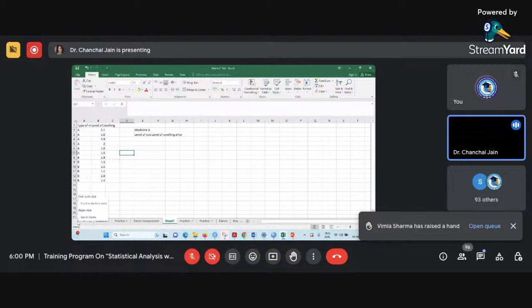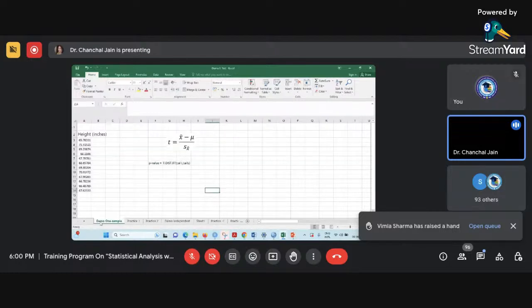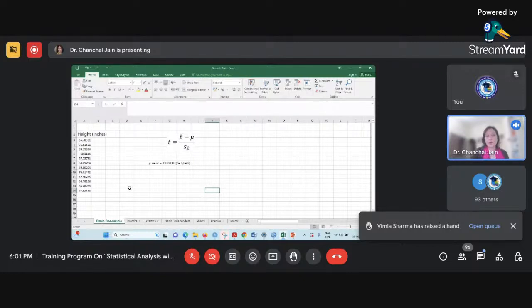Then, if I talk about the one-tailed hypothesis, I can write population mean is significantly more than or equal to sample mean, or I can say population mean is significantly less than or equal to sample mean. Alternatively, you can say population mean is significantly less than, or population mean is significantly more than sample mean. So these are the ways of writing your null and alternative hypothesis in case of one sample t-test for the two-tailed test and for the one-tailed test. Am I clear on this?